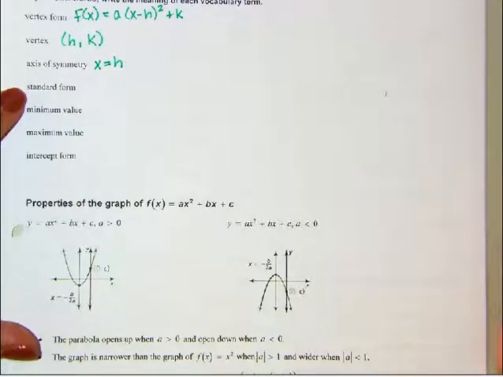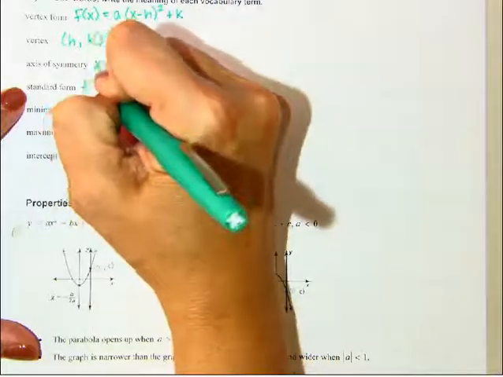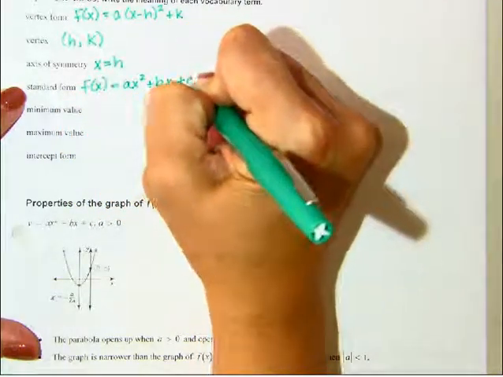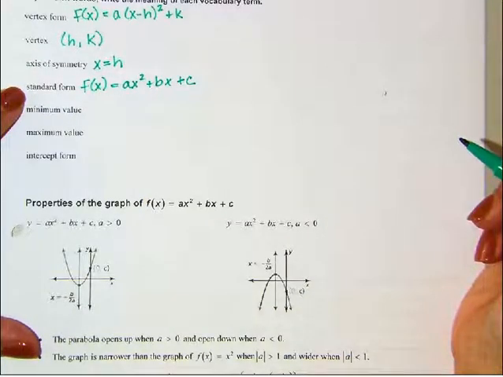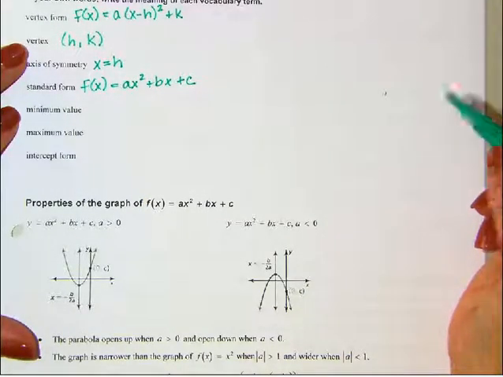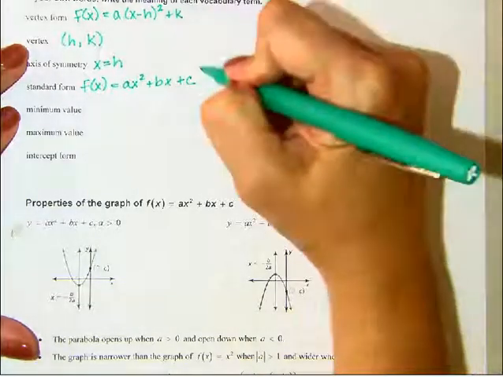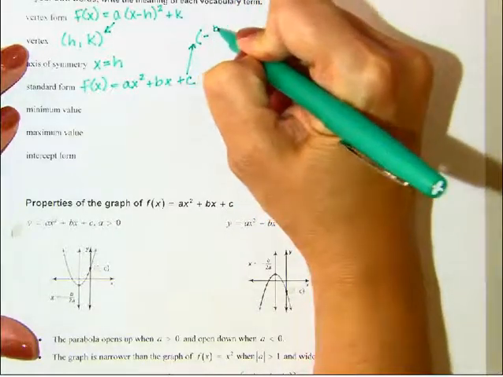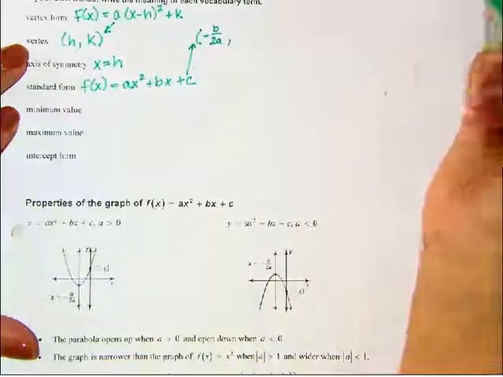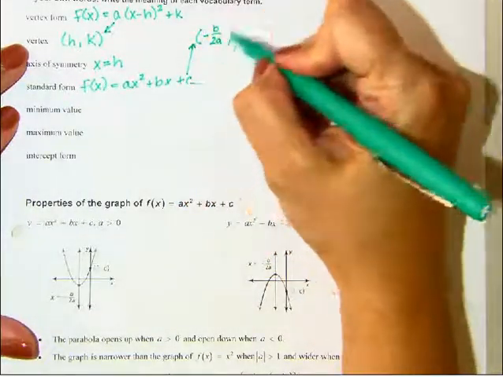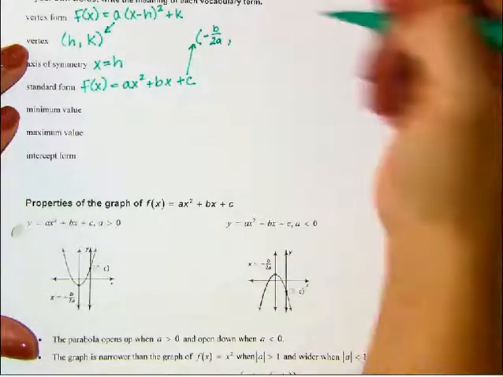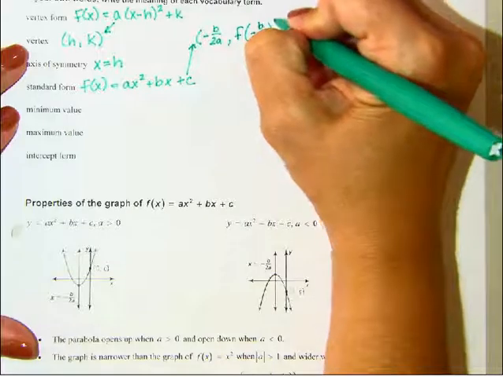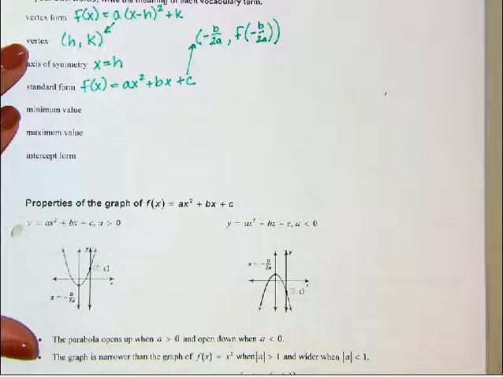And then if I give you a function in standard form, that looks like this: ax squared plus bx plus c. To find the vertex with that one, I'll do negative b over 2a. And to get the y value, I plug in whatever the x is here and get my y value. So it's f of negative b over 2a. So I have to find x first, and then I can get my vertex.